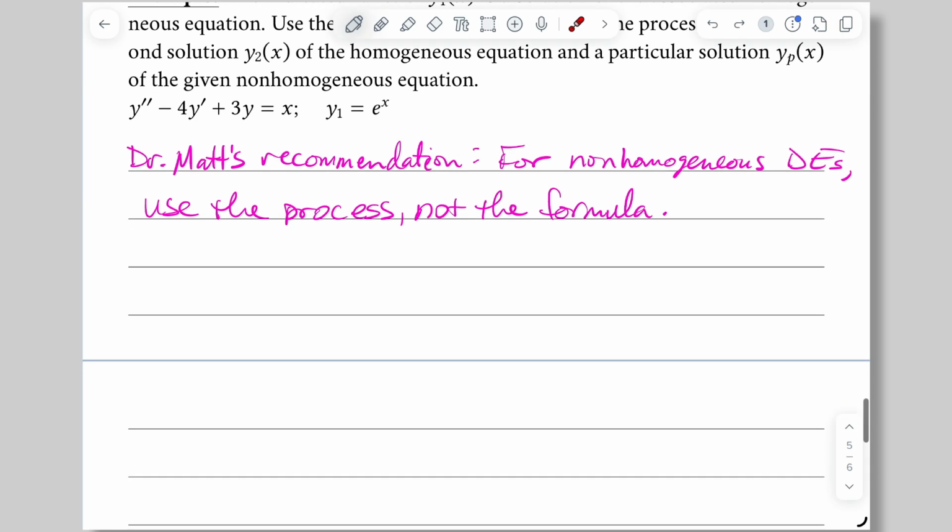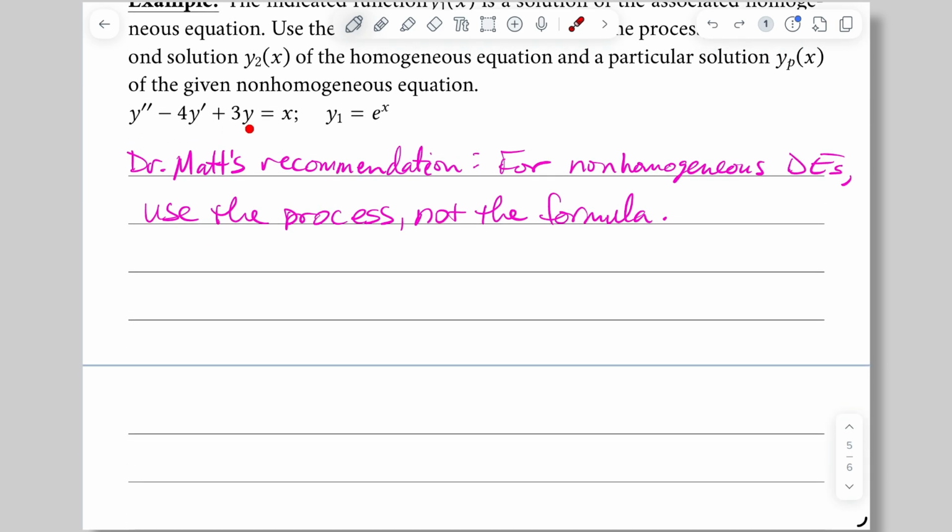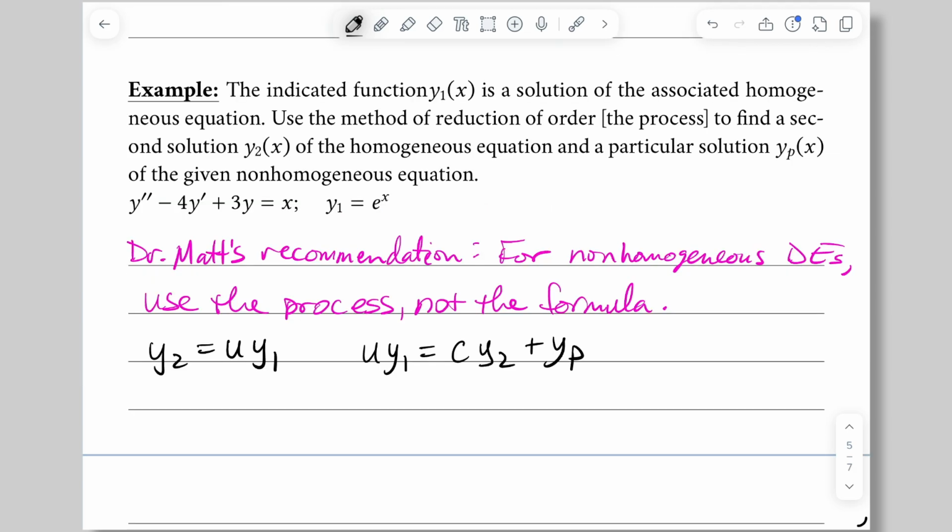This time our equation is y double prime minus 4y prime plus 3y equals x. And we're given the solution y1 equals e to the x. All right, we're going to start with y2 equals u times y1. Spoiler alert, we're going to find out with a non-homogeneous differential equation, this is kind of a lie. It's actually the case that u times y1 is going to be c y2 plus yp. The reason for that will be apparent as this unfolds. For now, we're just going to say y2 equals u y1.